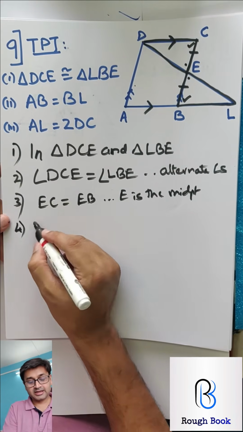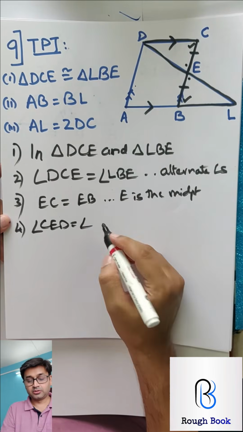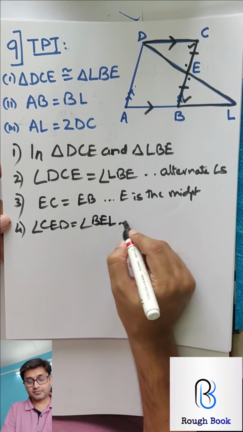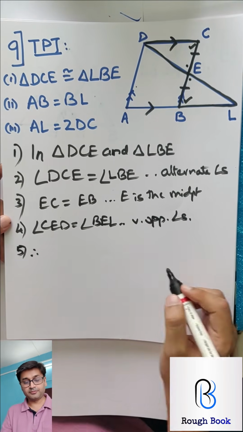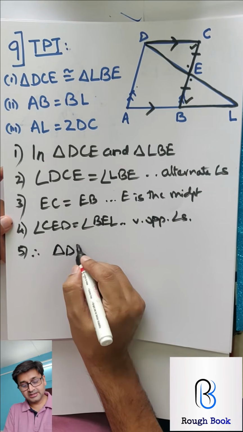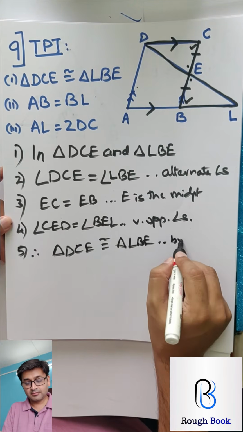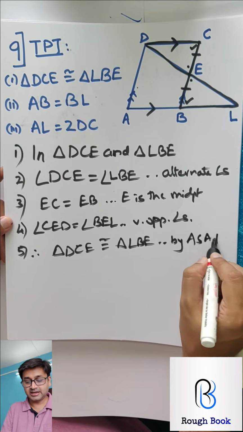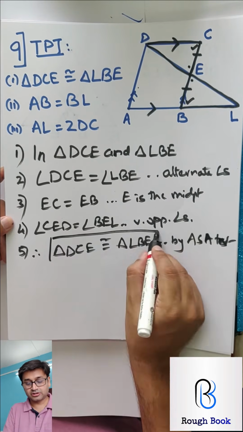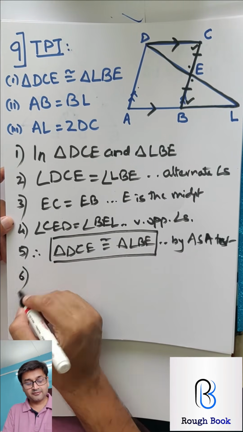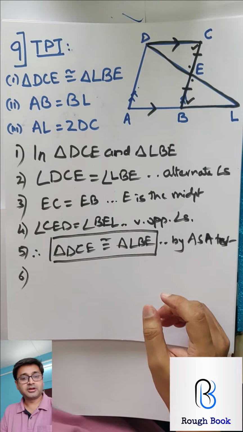Next one, angle CED equals angle BEL, vertically opposite angles, and therefore the two triangles, triangle DCE is congruent to triangle LBE by what test we said? ASA test. Now that your two triangles are congruent, put a box to it. That's the first part. Now how will you go to the second part? Use some logic and tell me how you will achieve your second part.